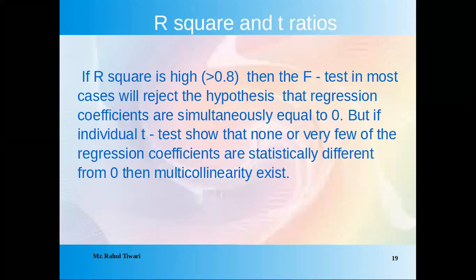Statistically different from 0, right? Then multicollinearity exists. So this is one concept one can get using the criteria of R square and t ratio. But I feel it is still not good, because here one is talking about rejecting or accepting the hypothesis. But how can you actually know whether multicollinearity exists or not?